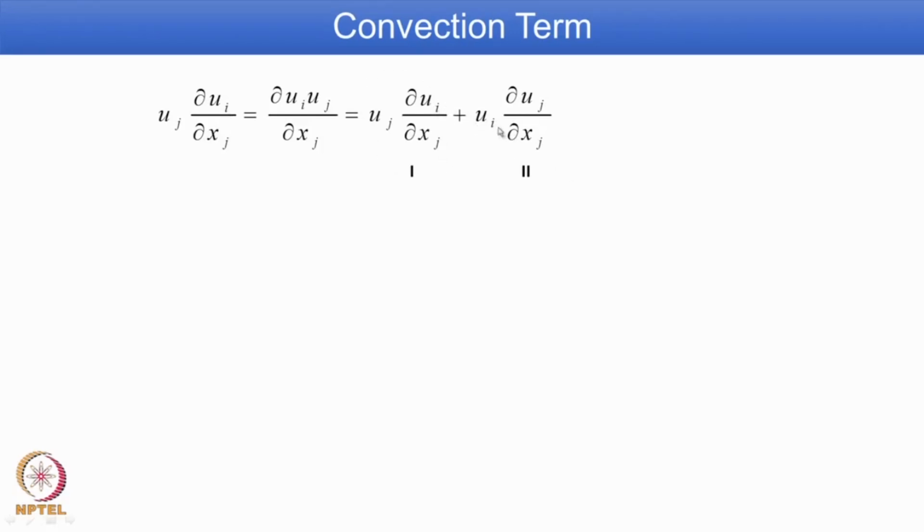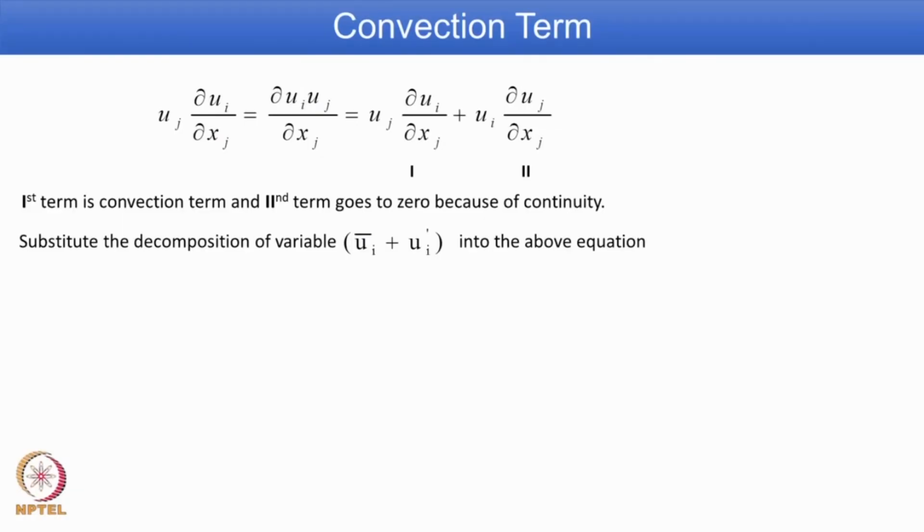The second term is u_i ∂u_j/∂x_j, and ∂u_j/∂x_j represents the continuity equation. We know for incompressible flow the continuity equation gives ∂u_j/∂x_j equal to 0. Because of this, it is possible to write the convection term in the form shown here, ∂/∂x_j of u_i u_j.